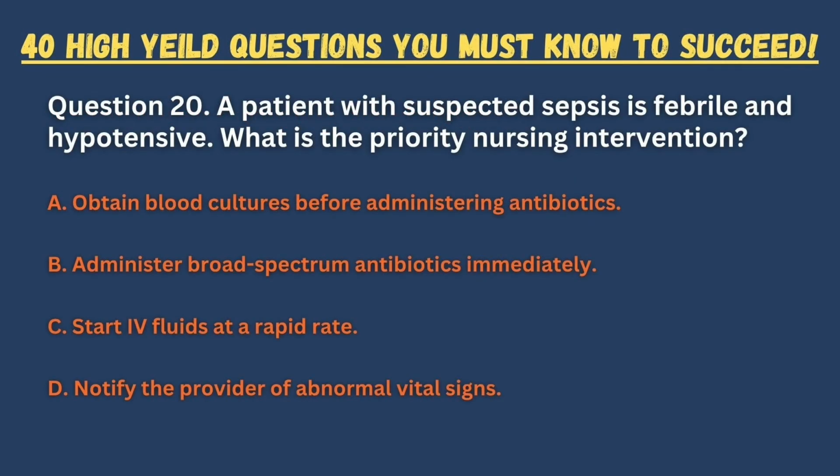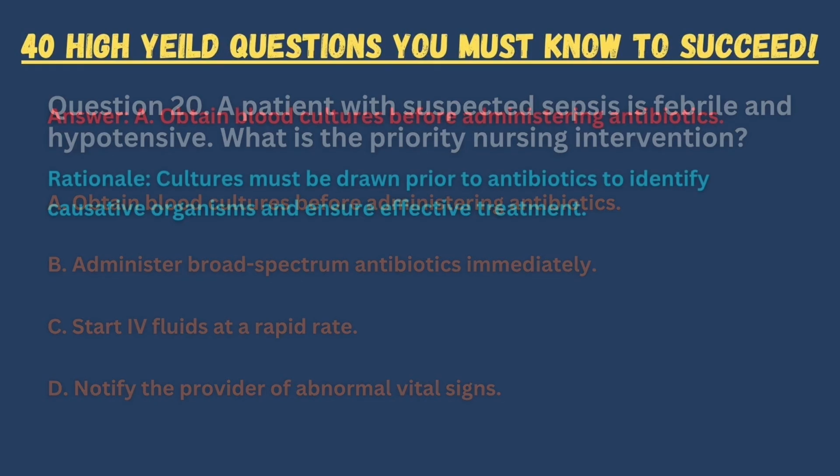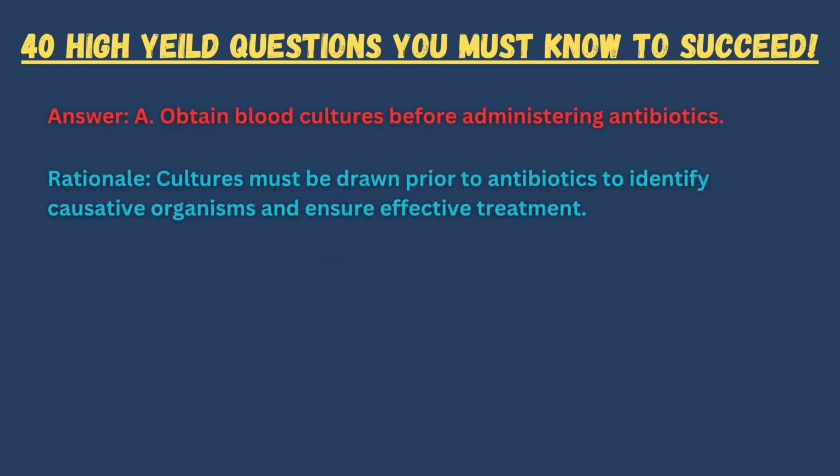Question 20. A patient with suspected sepsis is febrile and hypotensive. What is the priority nursing intervention? A. Obtain blood cultures before administering antibiotics. B. Administer broad-spectrum antibiotics immediately. C. Start IV fluids at a rapid rate. D. Notify the provider of abnormal vital signs. Answer: A. Obtain blood cultures before administering antibiotics. Rationale: cultures must be drawn prior to antibiotics to identify causative organisms and ensure effective treatment.